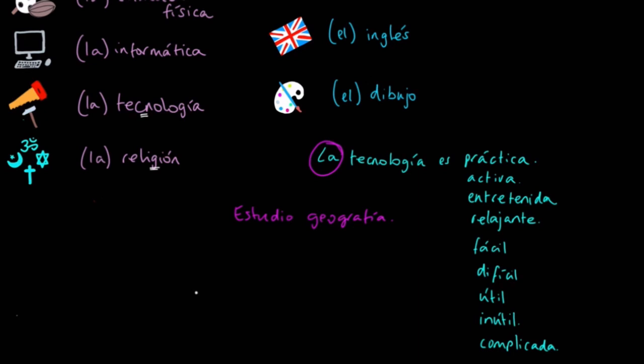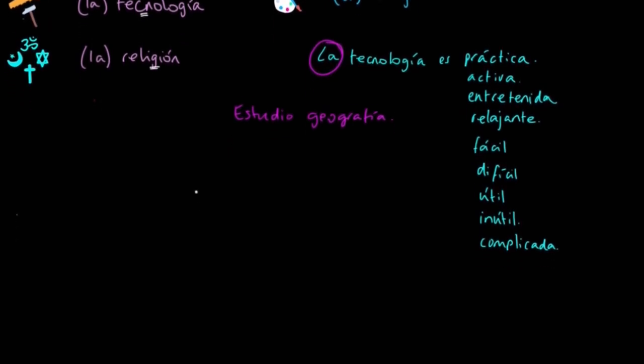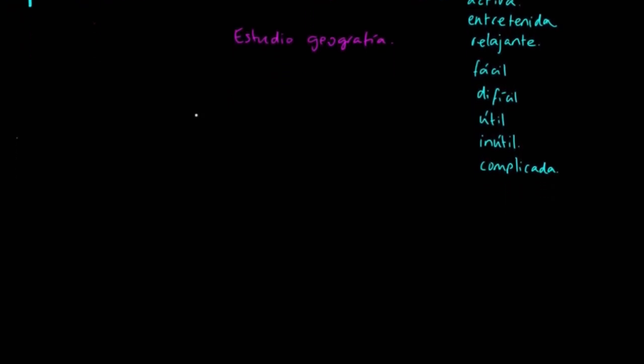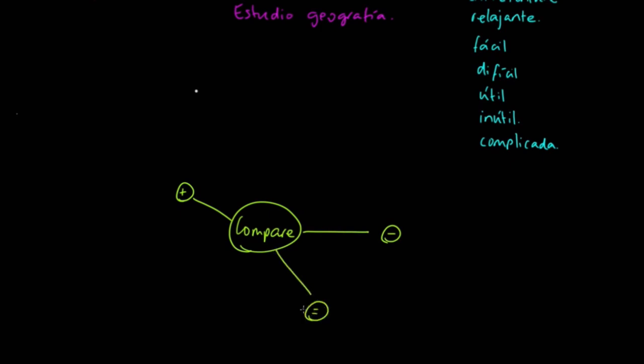So once I've got subjects, I've got some adjectives, how am I going to compare? There are three things that we need to use especially and remember especially to do comparisons. We can compare things in three ways, okay? So what comparisons can we do? We can compare saying that something is more, I don't know, beautiful, easy than something else. We can compare saying that it's less than something else, or we can compare saying that it's as something else.